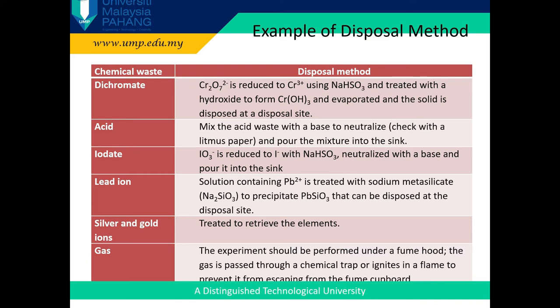Here are some examples of disposal method of chemical waste. If you have acid waste, you need to mix the acid waste with a base to neutralize and pour the mixture into the sink. Disposal methods depends on the type of chemical waste.